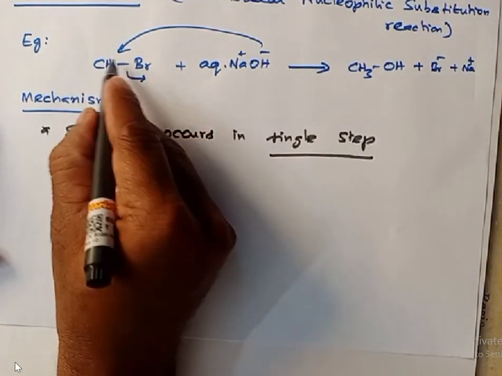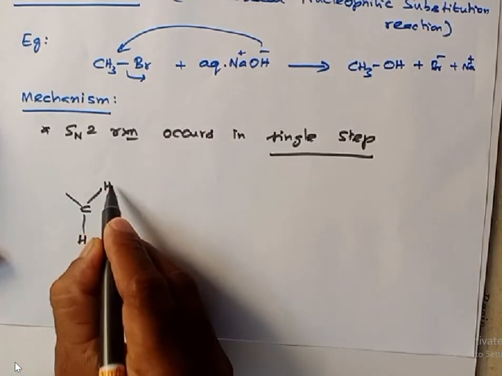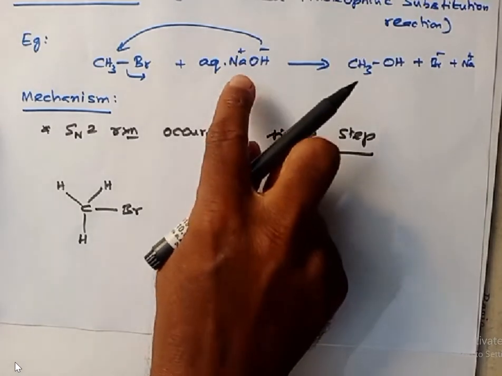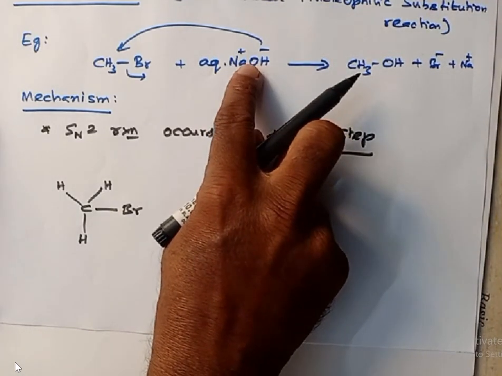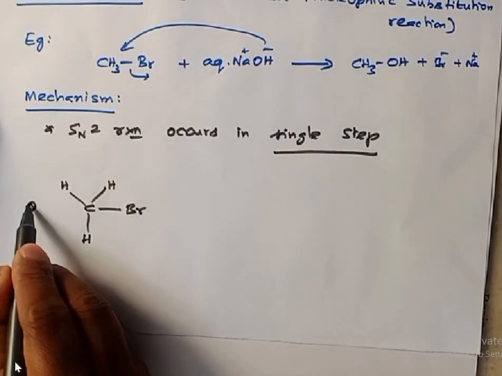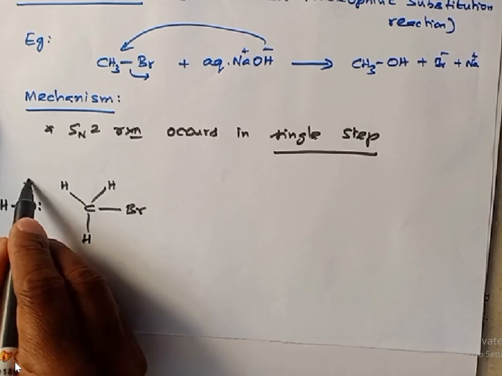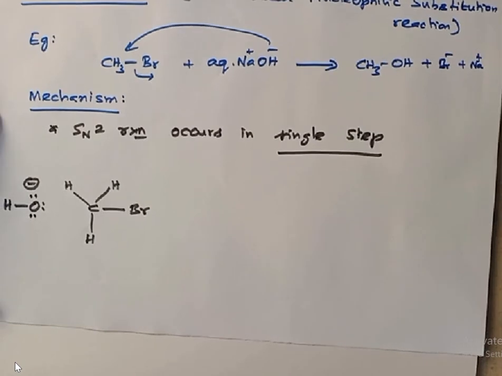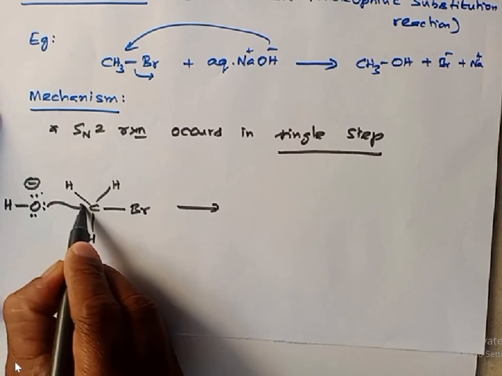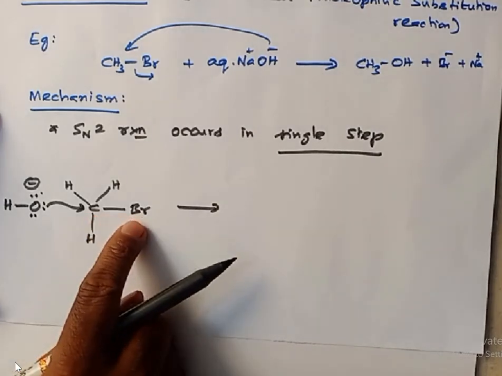Since it is single step, first I'll take the methyl halide. I'll show you methyl halide like this. It has 3 hydrogen atoms and a leaving group bromine. Now this sodium hydroxide will ionize to give Na plus OH minus. You know very well OH minus is the nucleophile here. Let me write OH like this. This oxygen atom has 3 lone pairs with a negative charge, OH minus. Now what will happen? Using one of the lone pairs, it attacks the carbon carrying the halogen.